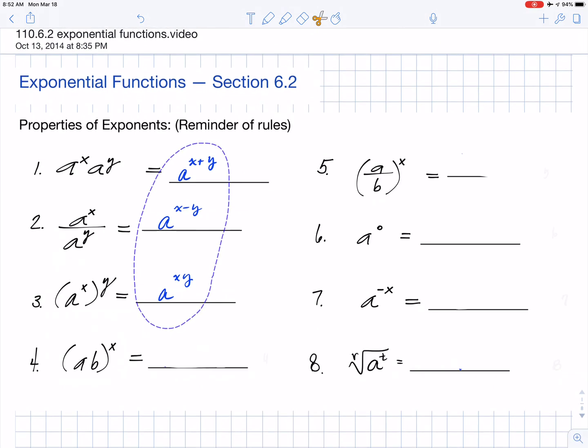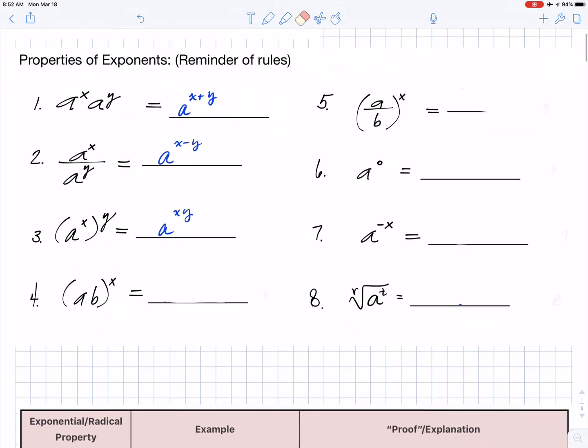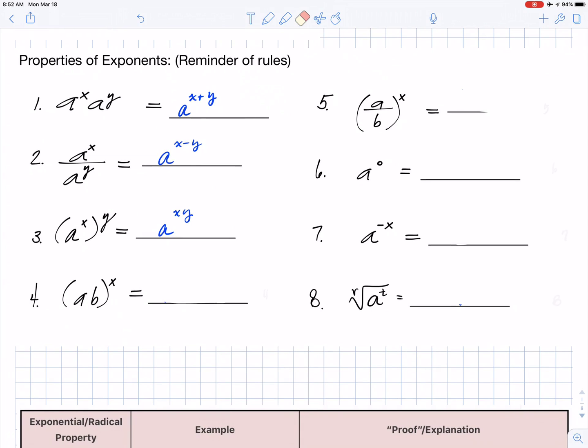For rule number four, we are going to notice that I am taking the power of a product. And so here I am allowed to take that power and give it to each piece in my product. Same thing with number five. Instead of a product though, it is a quotient. Please understand that with these two rules, this does not work when it's adding or subtracting. It only works for multiplying and dividing.